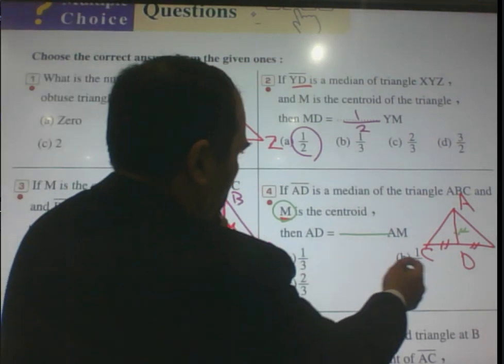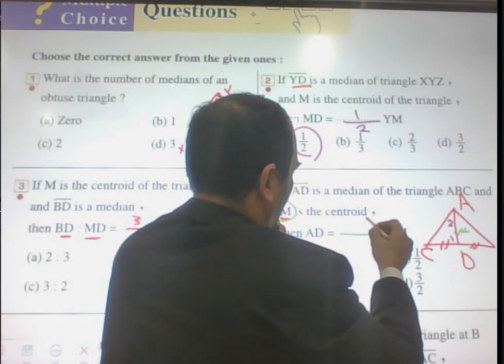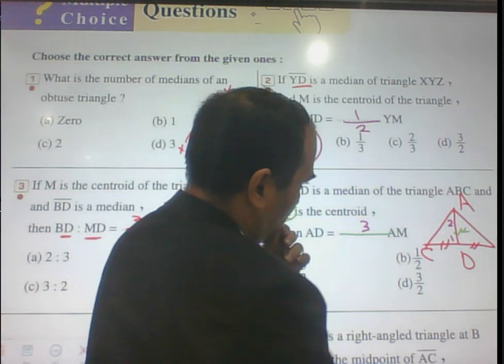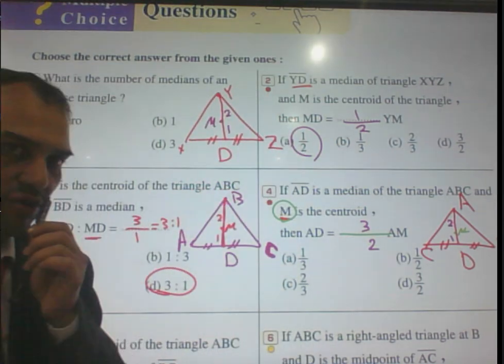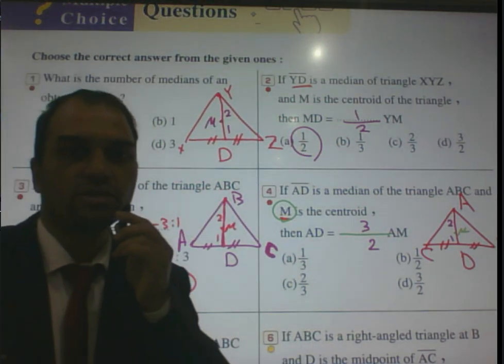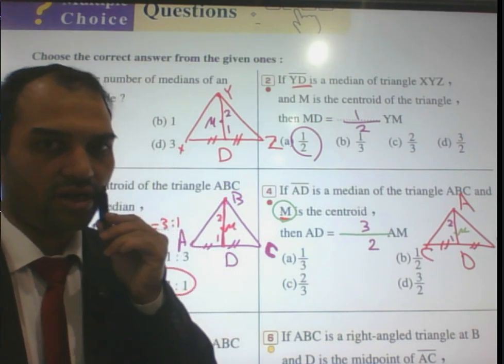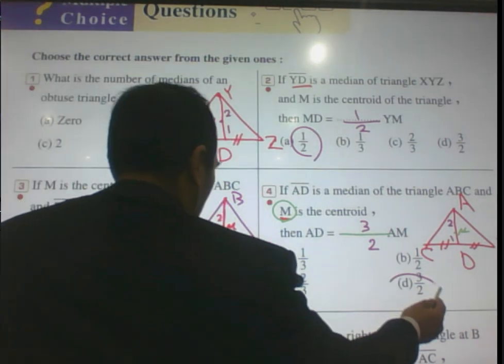They want to find the ratio between AD and AM. Look here. I will write 2 and 1. Then AD has 3 parts, 2 plus 1 equals 3, and AM, from A to M, is 2 parts. Then the ratio will be 3 over 2. Choose letter D. Okay, my students, understood? The ratio here will be 3 over 2, letter D. Next question.